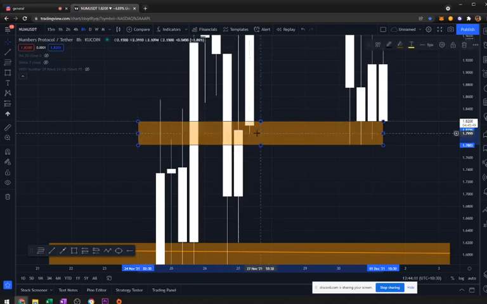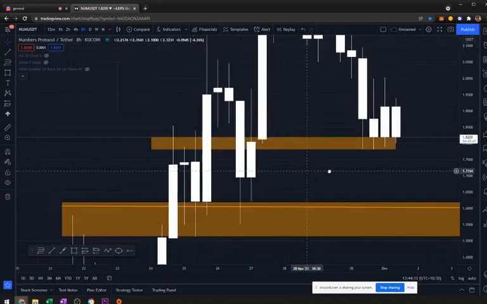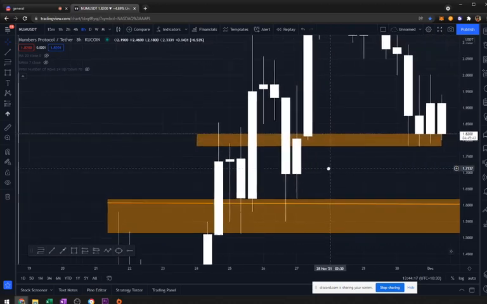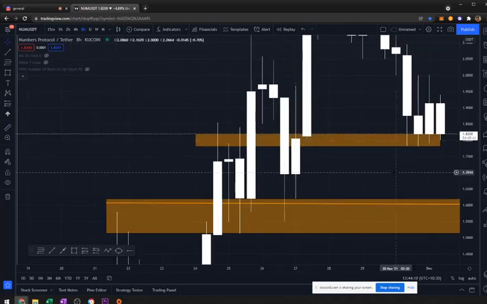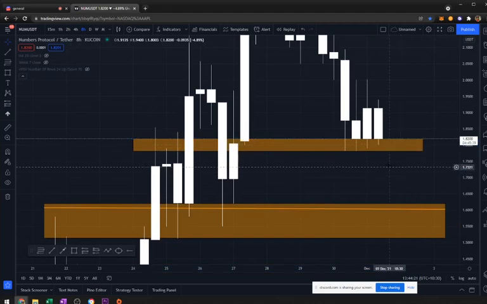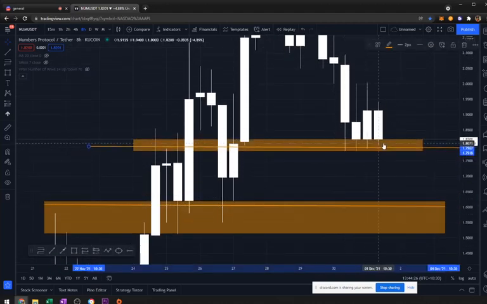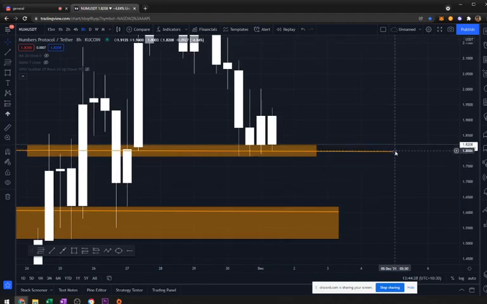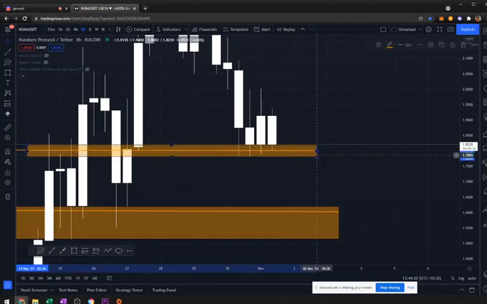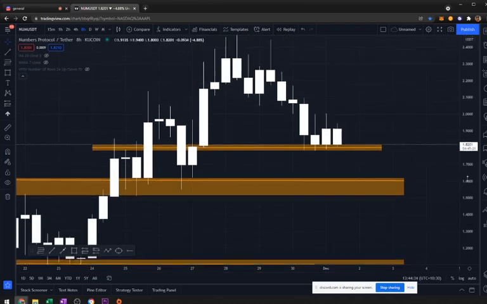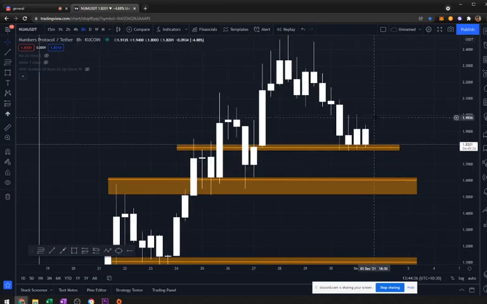Draw it across. We can see how many interactions we've had with this level. It's treated it as a resistance 3 times over here. We've had it as a support here, and now we're having it as a support down here. And then I'll put this little line up here at 1.8, just to make it like that. And yeah, so that would almost be it.